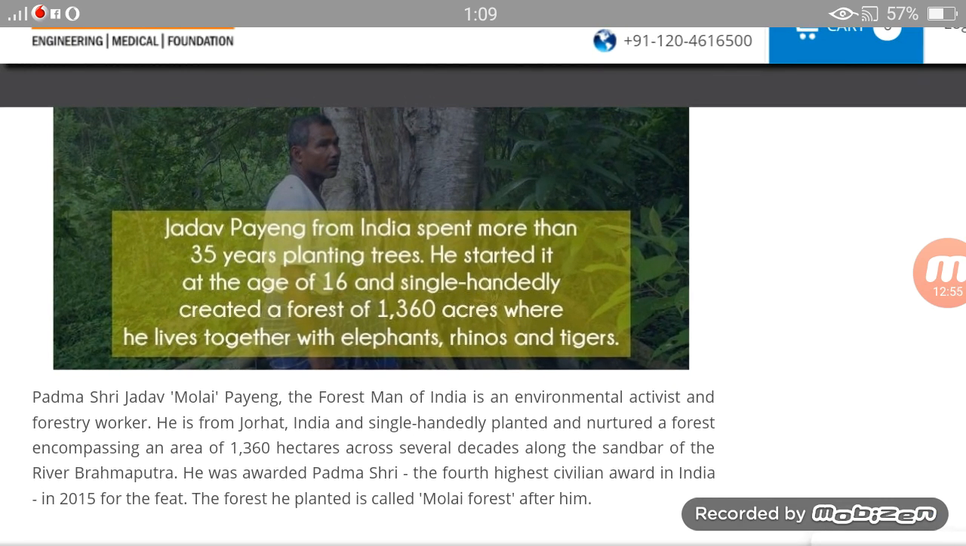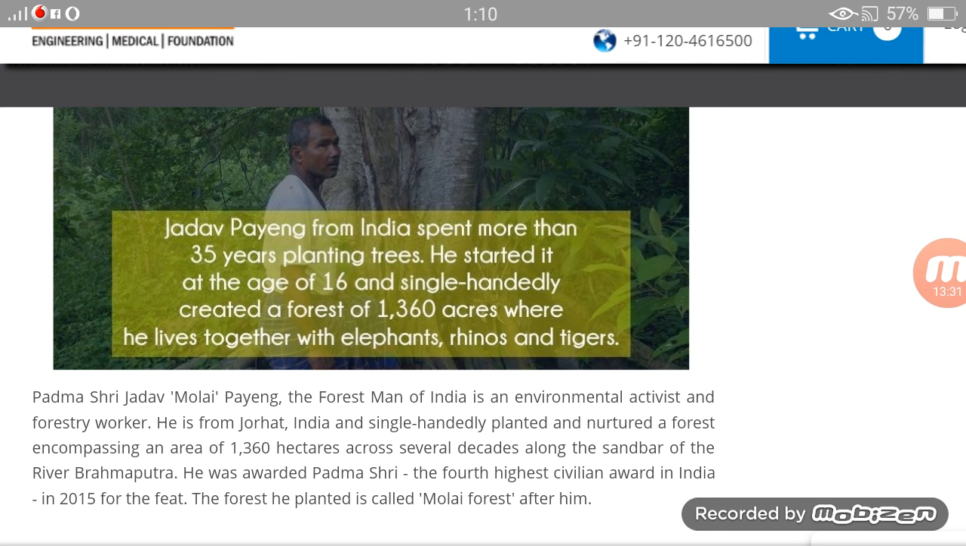Padma Shri Jadav Molai Payeng, he is Padma Shri also, and he is regarded as the forest man of India. You must note down this point. He is an environmental activist. Just like Greta Thunberg is the climate activist, he is the environmental activist and forestry worker also. He is Padma Shri, and he is the forest man of India.